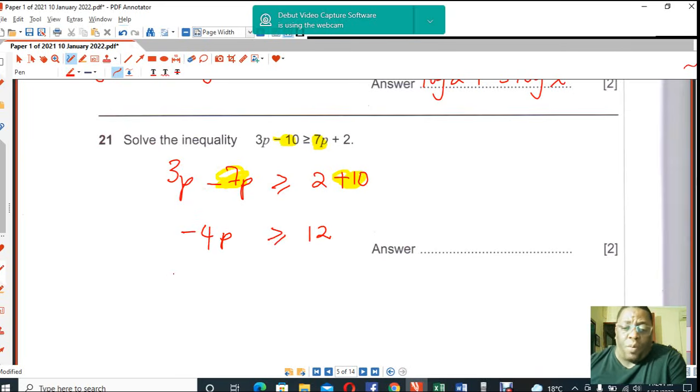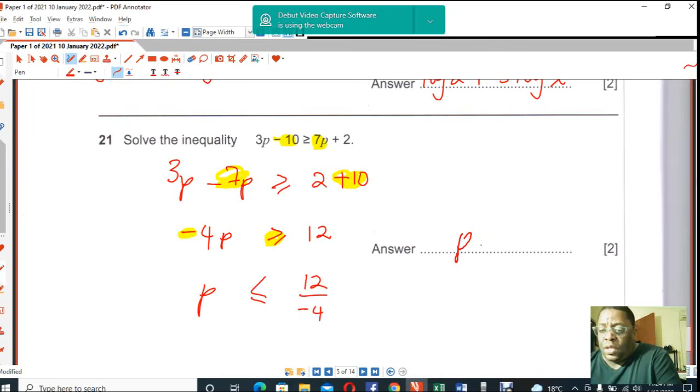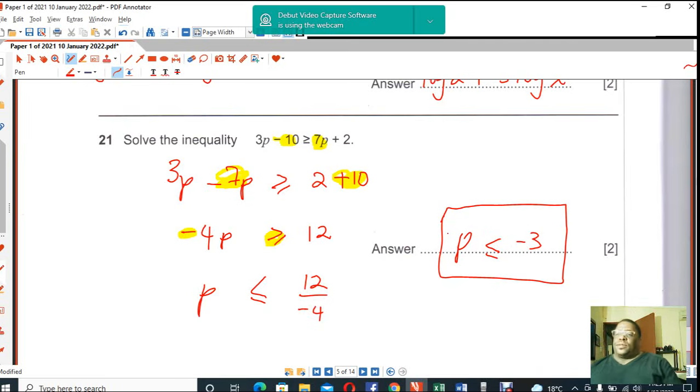So there's a little problem here. The moment you are dividing or multiplying by a negative, when you're dealing with inequalities, the inequality sign should change. So now you change that, okay? So the answer here should be p is less than or equal to negative 3. Please, this is not an equation, so do not write equal signs there.